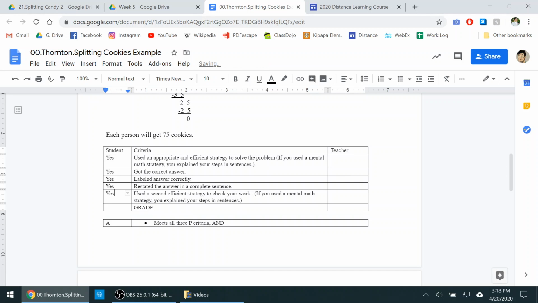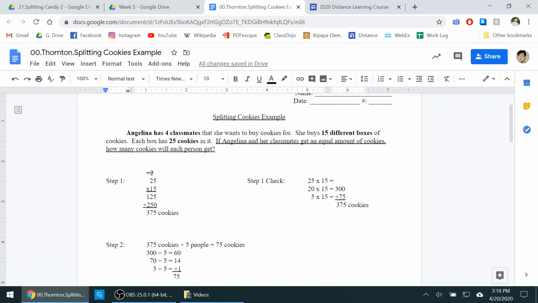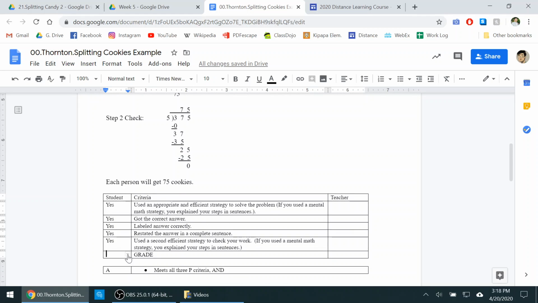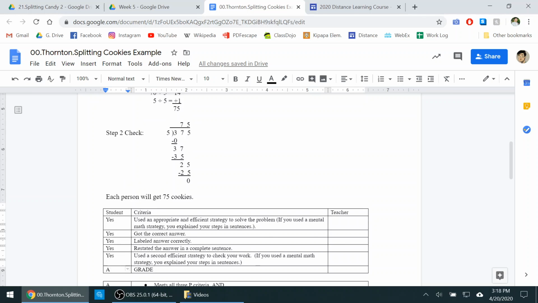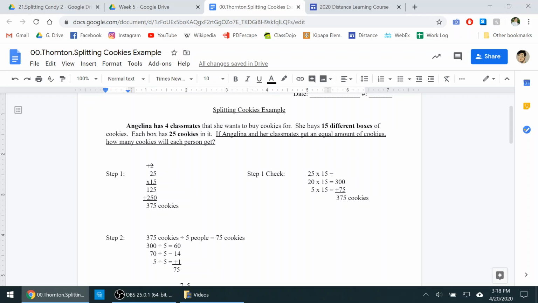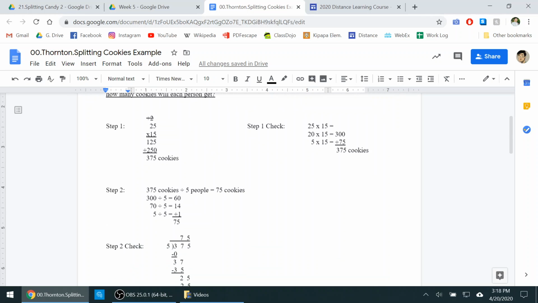We'll go ahead and answer yes, we have a second strategy for both our steps, and then we would say that our grade's going to be an A. So this is basically how you would do this kind of problem, and this is how you would show your work.